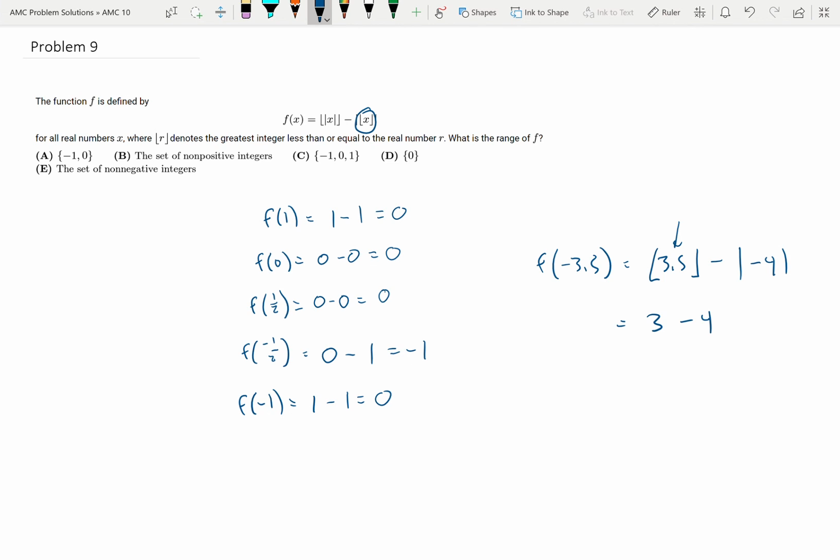So basically, every time we're having a negative fraction, we'll get negative 1 in the range. And all other times, we'll get 0. So the range of that function is 0, negative 1. And that is choice A.